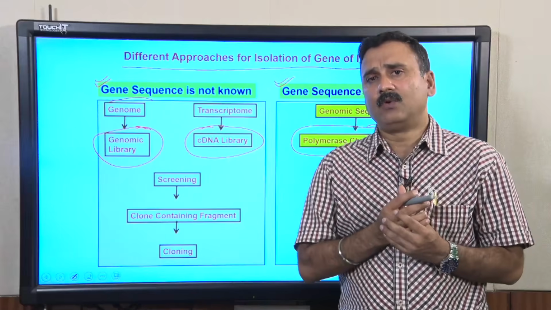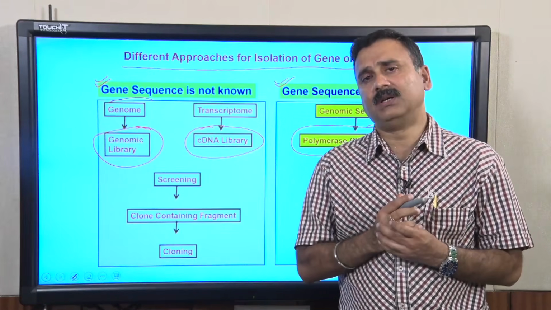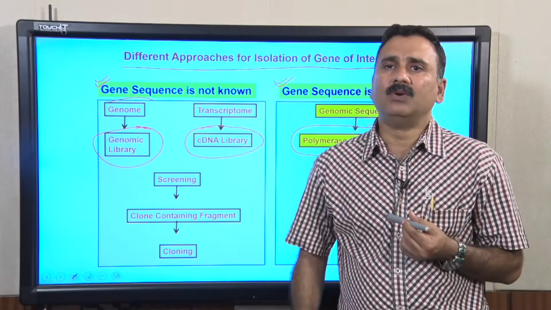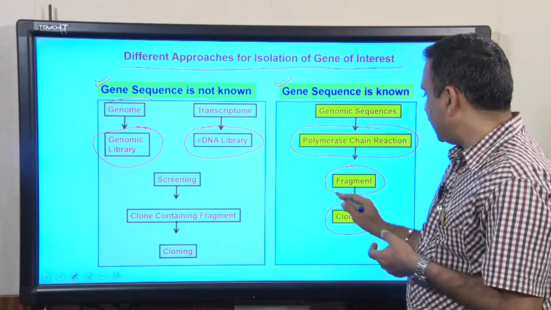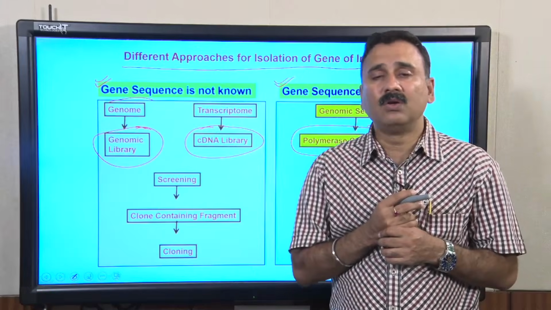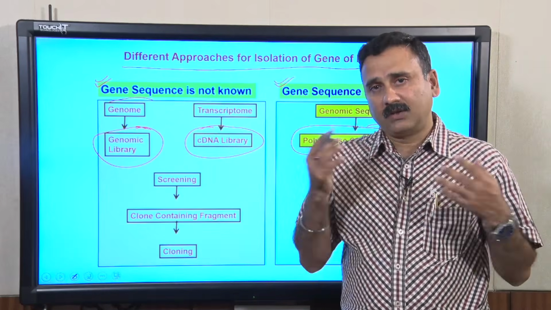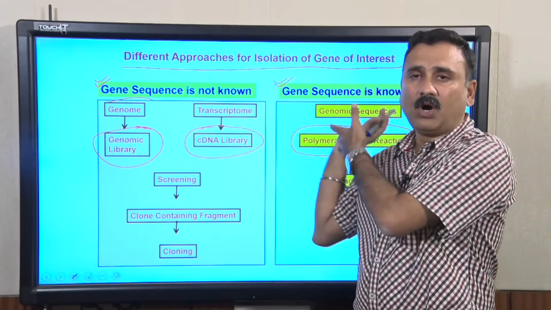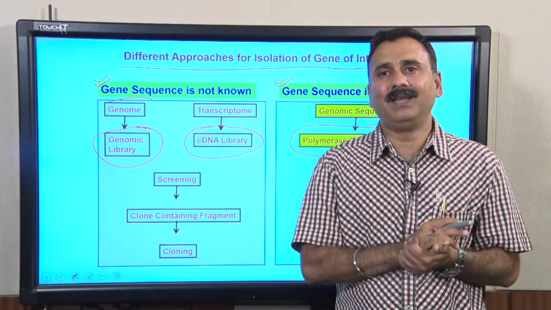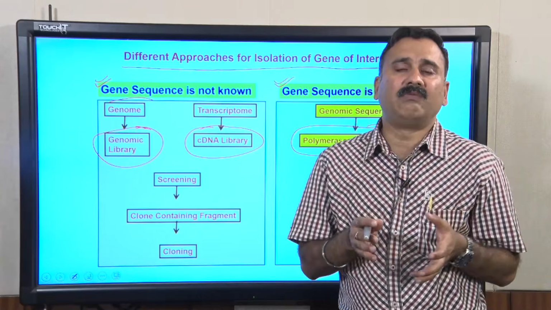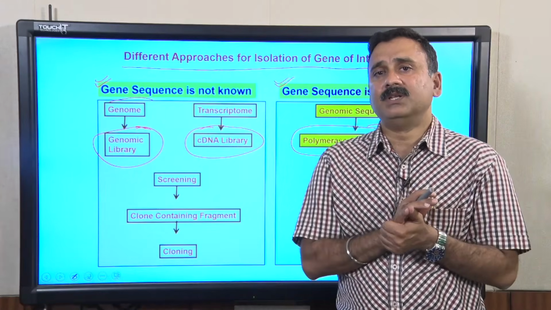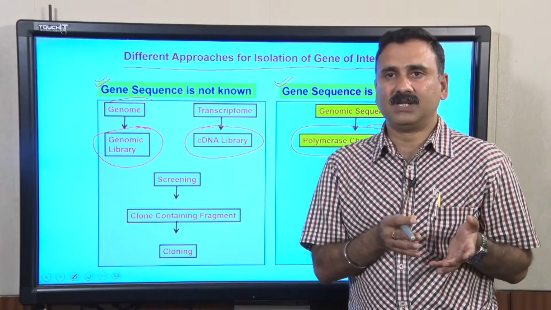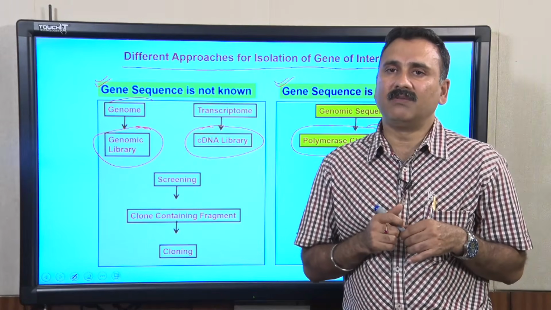So, with this I would like to conclude our lecture here, and in our subsequent lecture we are going to discuss how this particular fragment, after isolating it from either the genomic library, the cDNA library, or utilizing PCR as a technique, can be cloned into your desirable transforming agent such as plasmids. So, with this I would like to conclude our lecture here.